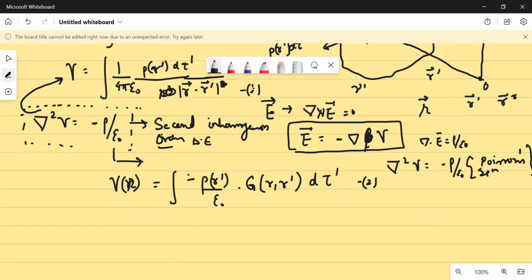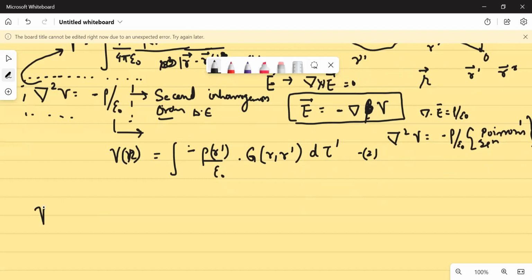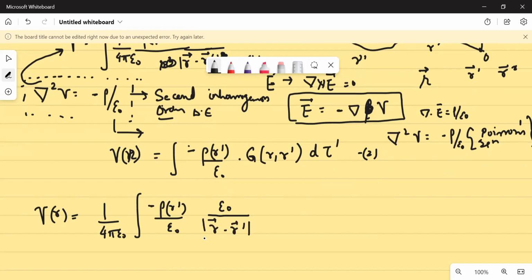I will try to modify the definition 1. So I will simply write it as 1 upon 4 pi epsilon naught. And instead of this rho r dash, I will multiply this rho r dash with minus, divided by plus epsilon naught, and again multiply with plus epsilon naught. And then I have the modulus of r vector minus r vector dash, and then I have d tau dash. Again, just try to put this inside. So this will go inside. What it will form? Minus rho r dash upon epsilon naught. I'm just modifying my equation number 1.